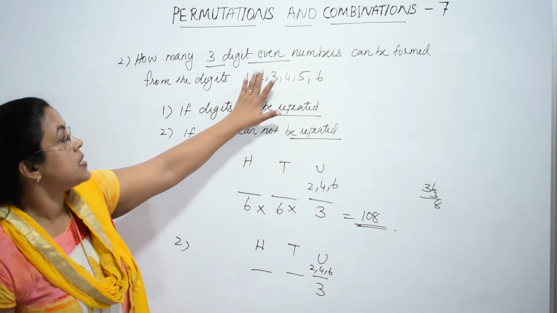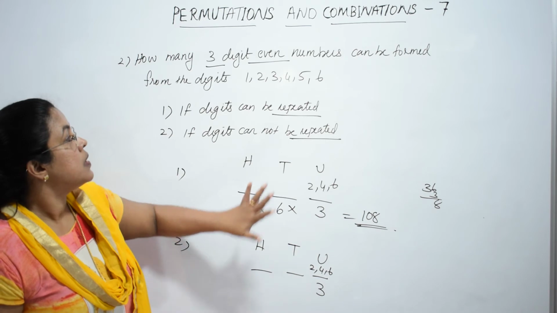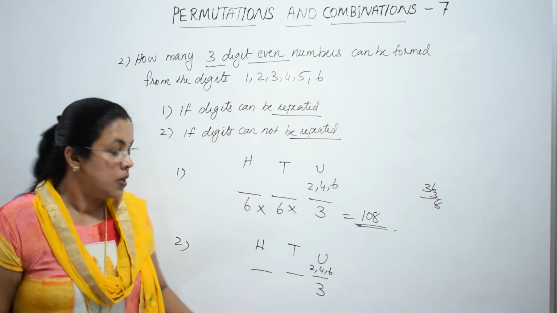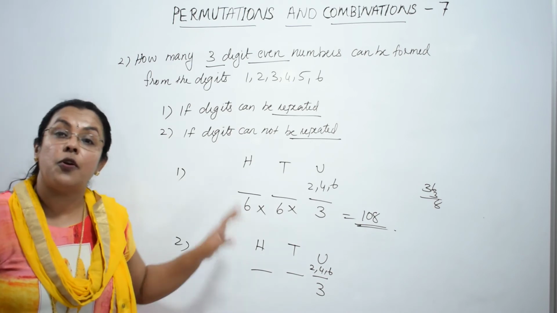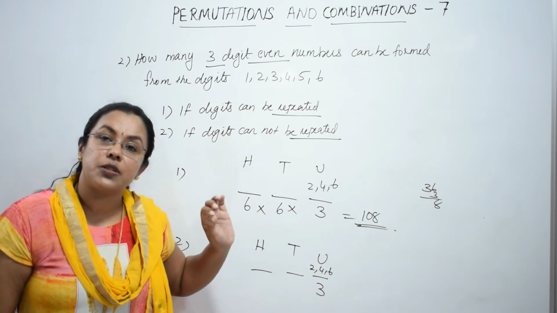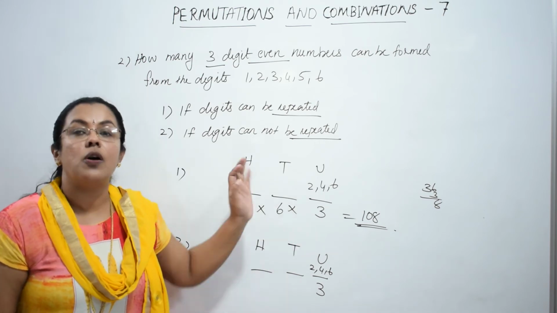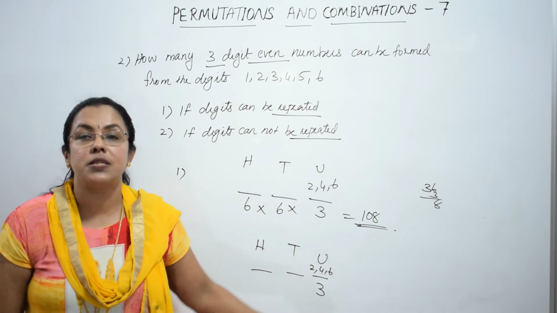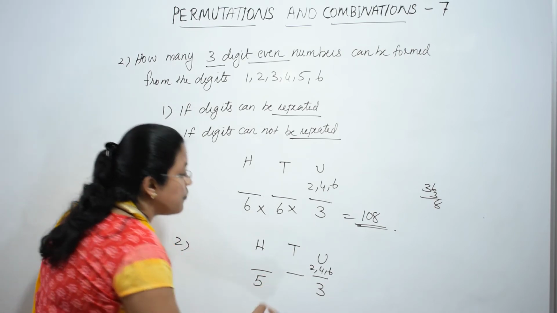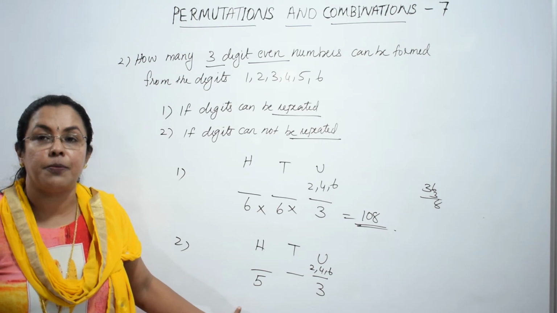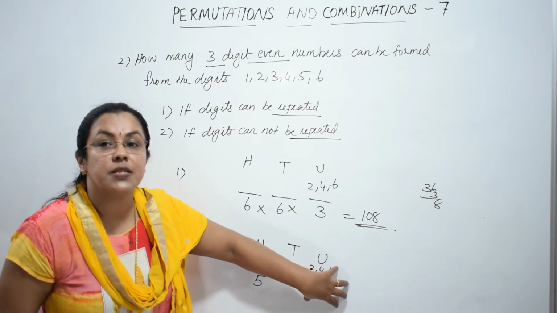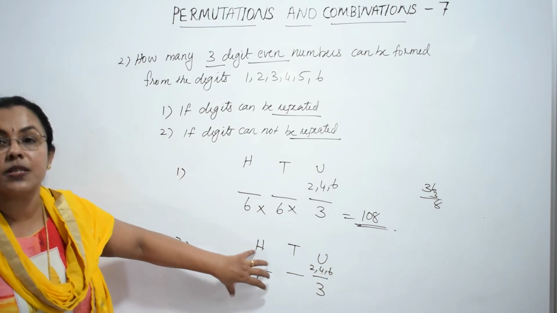Then how many digits are left? 1, 3, 4, 5, 6. 5 digits are left. So, for hundreds place only 5 digits are left. Either we are fixing 2 or 4 or 6. After fixing 1 digit, only 5 digits are left. So, hundreds place can be filled in 5 different ways.